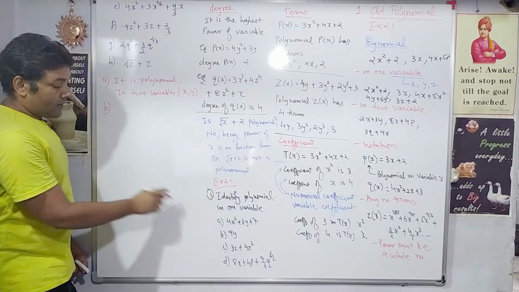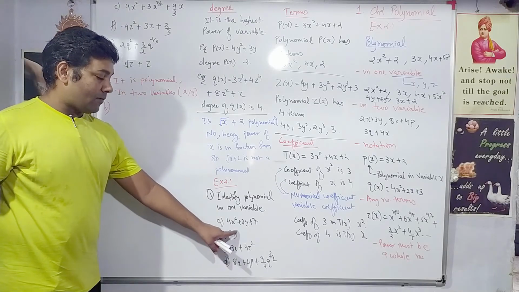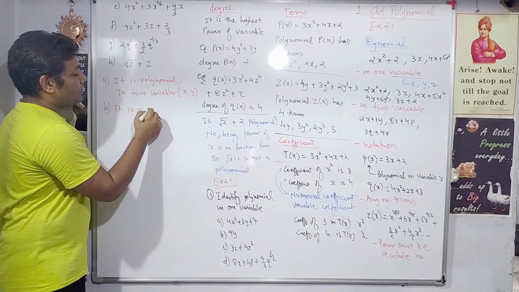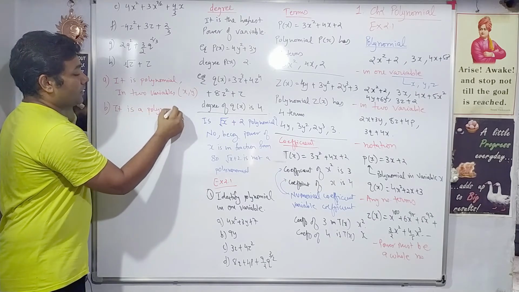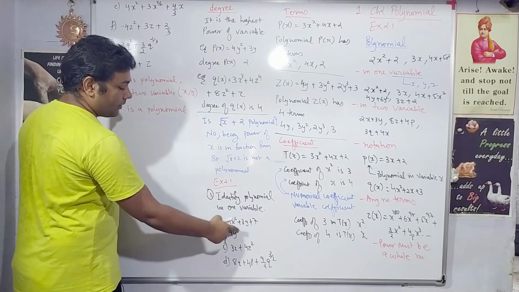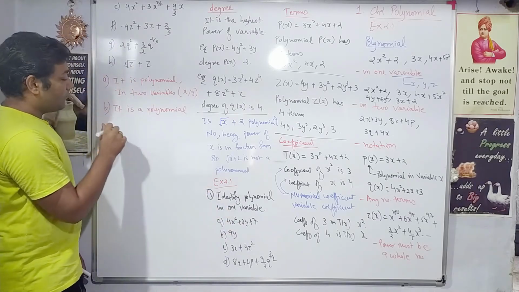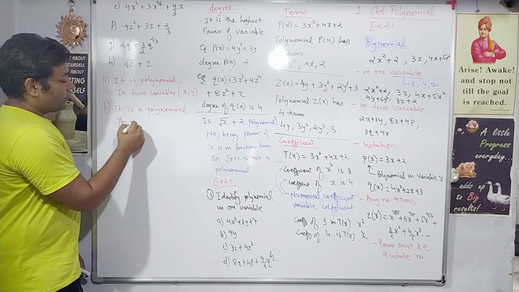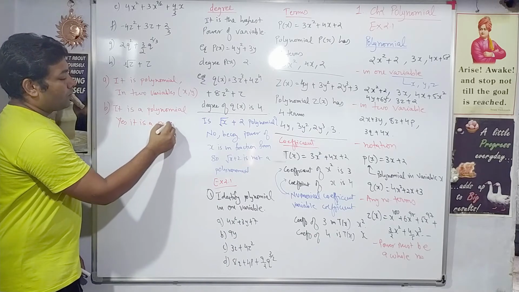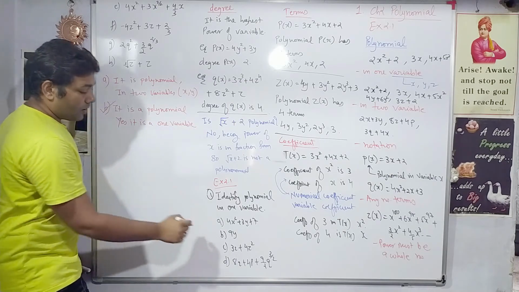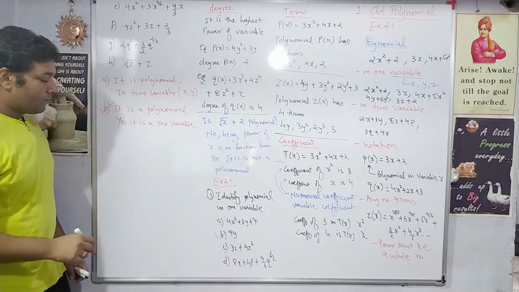Then B, 9y. Yes, power is a whole number. So we can again say that it is a polynomial. And is it in one variable? Yes, we see only one variable here. Power is only 1. So yes, it is a one variable polynomial. So B is one of the correct options as per this question, right?